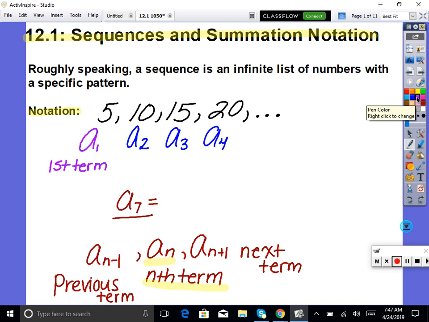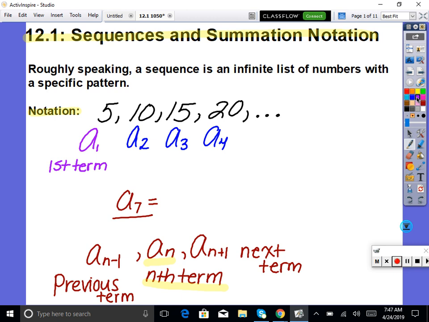Okay, so we're going to get into 12.1, the basics of a sequence, and then we're going to talk about summation notation. So it says, roughly speaking, a sequence is an infinite list of numbers with a specific pattern. So in this first lesson, there's just going to be, depending on the problem, some pattern. It's not going to be the same pattern every time.